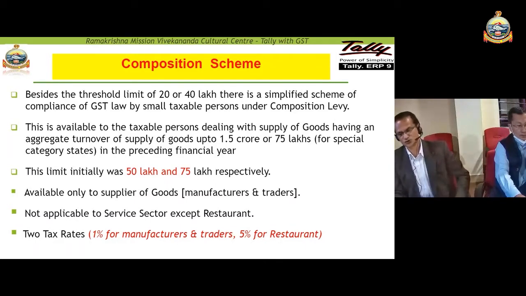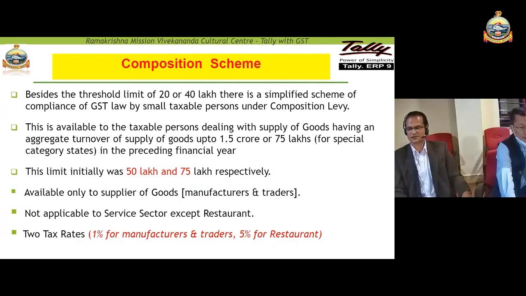I repeat, for those who have crossed 20 lakhs or 40 lakhs and have not crossed 75 lakhs for dealers in special category states, or 1.5 crore for other states, they can avail the scope of the composition scheme, and they can pay at a nominal rate of 1% for the traders. This is not available for the service sectors.